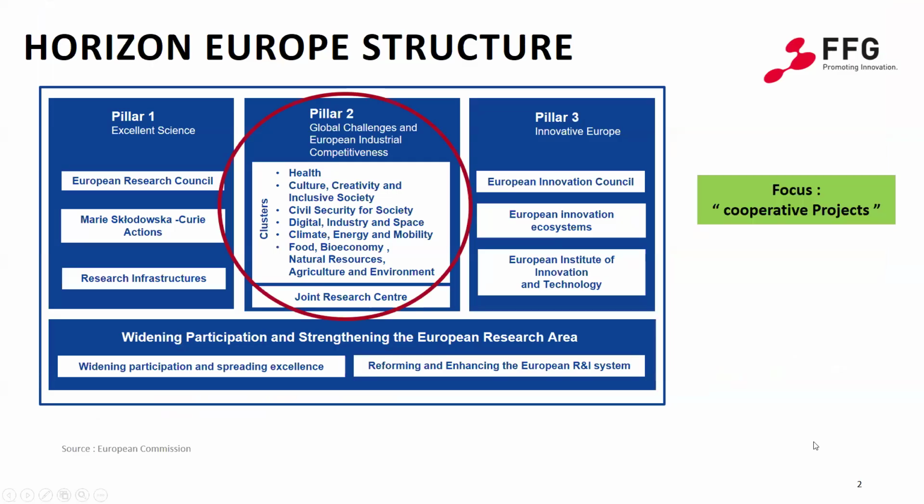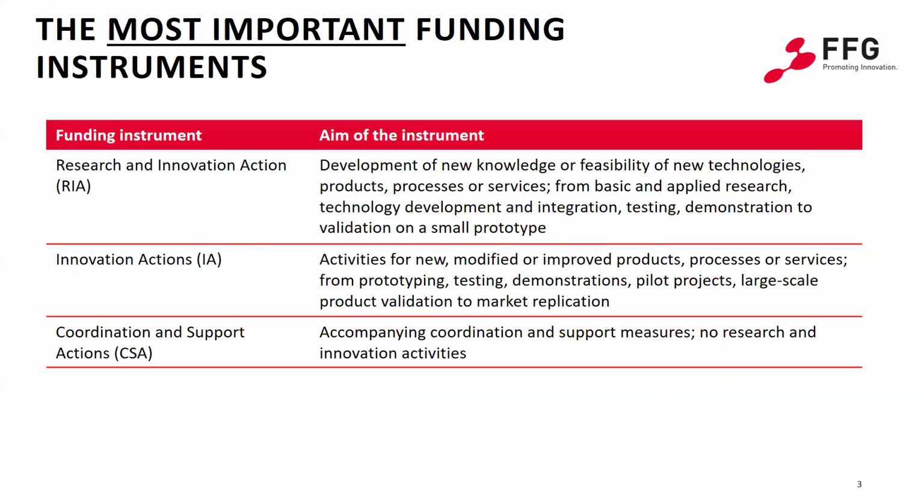In this presentation, we will focus on cooperative projects in Horizon Europe, so Pillar 2, which contains the 6 clusters of Horizon Europe and also the missions and partnerships sometimes. The most important funding instruments in Pillar 2 are these 3. We will start with the Research and Innovation Action.